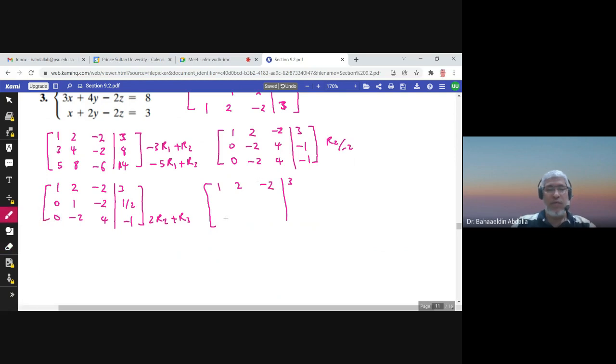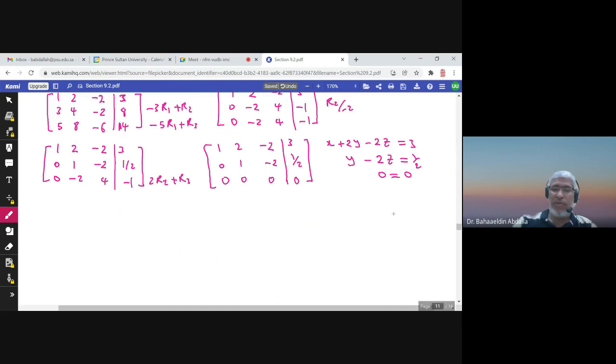This is negative 2. Well, 2 plus negative 2 is 0. Negative 4 plus 4 is 0. 2 times half is 1 minus 1 is 0. So the first equation is x plus 2y minus 2z equals 3. The second equation, y minus 2z equals half. And the third equation is 0 equals 0.